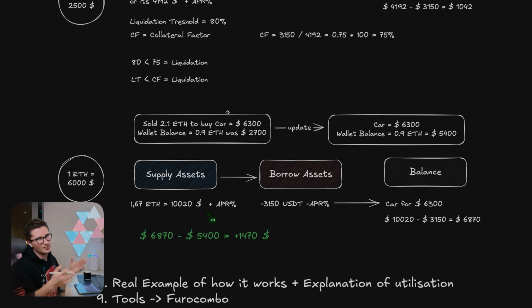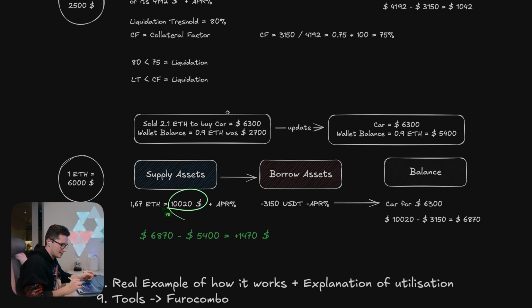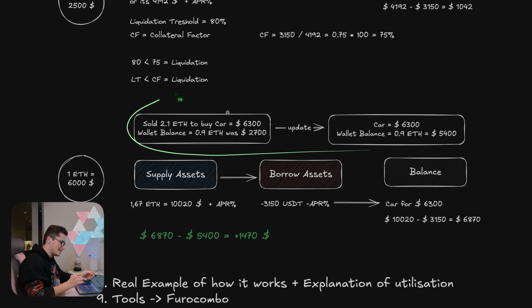I'm not calculating APR in each example because it would be more calculations, and that's already complicated. So we have some plus APR, and the same, we have $3,150 as our debt, borrowed USDT. So minus APR, we have the same car, and let's calculate the difference. If we pay back our debt from our supplied assets, the difference is going to be $6,870.